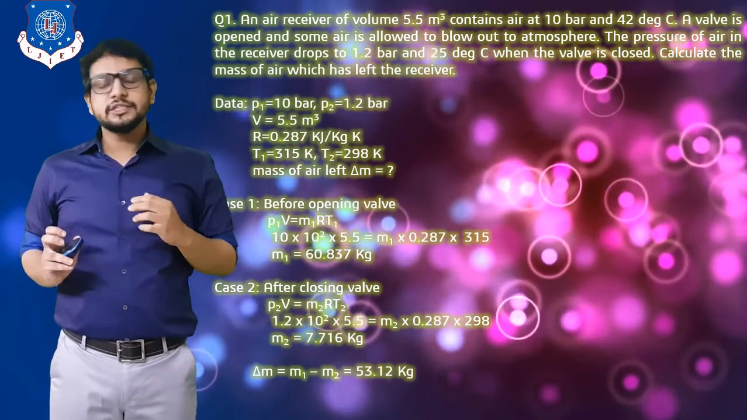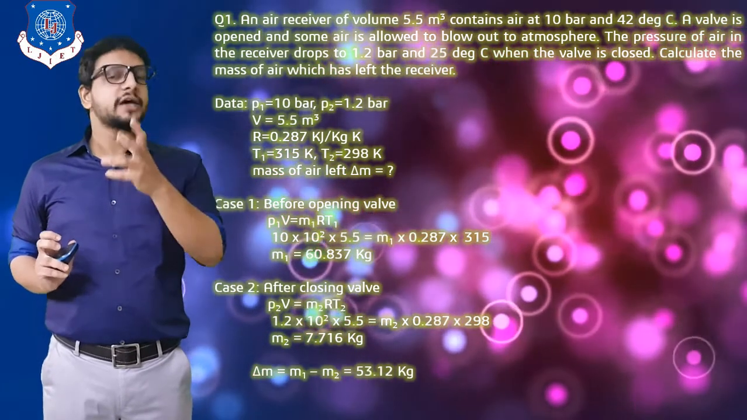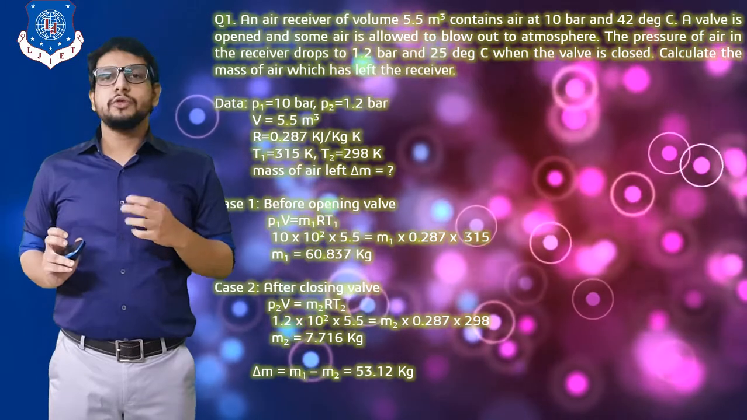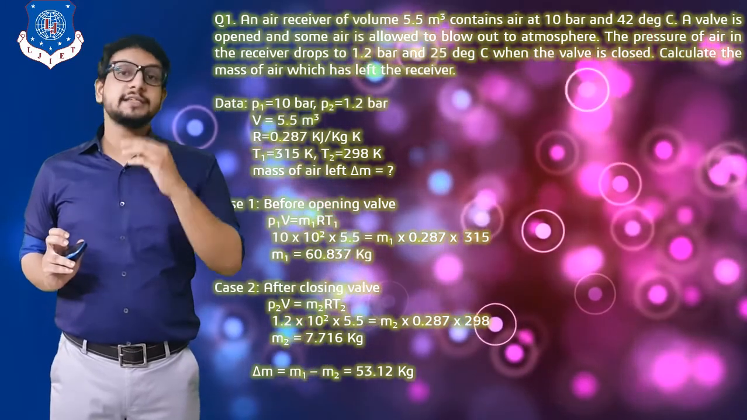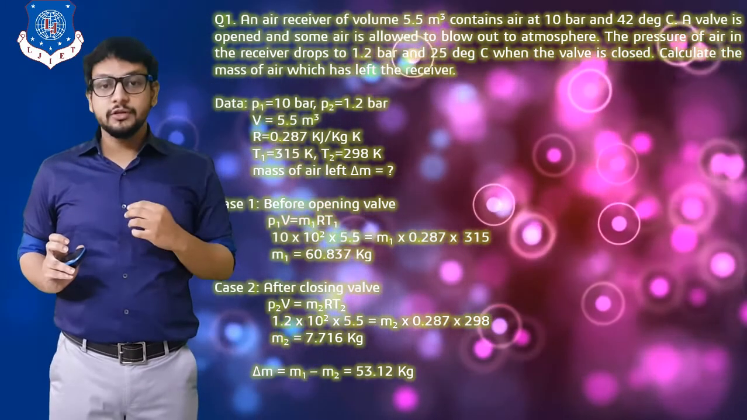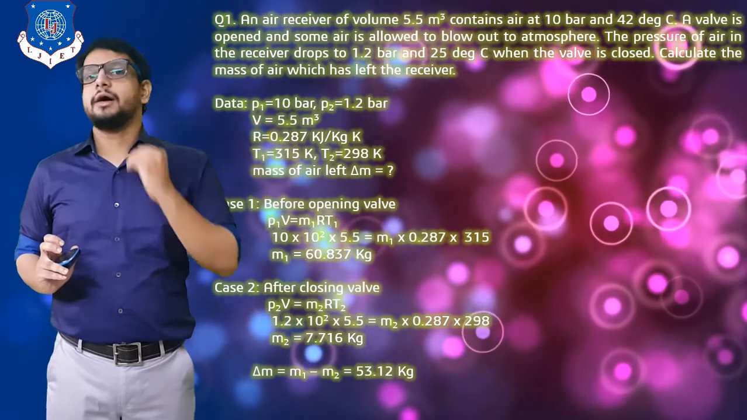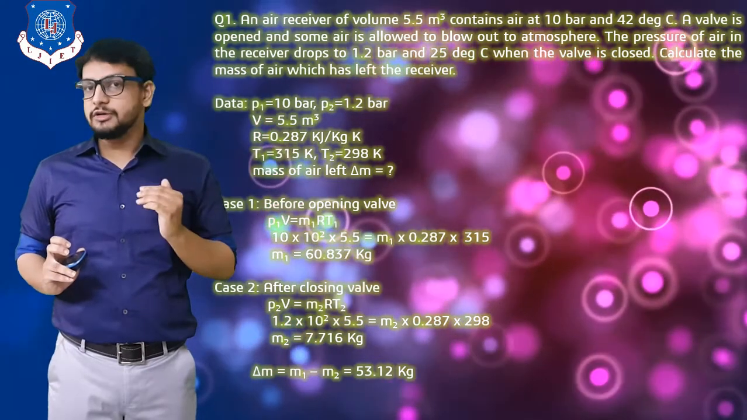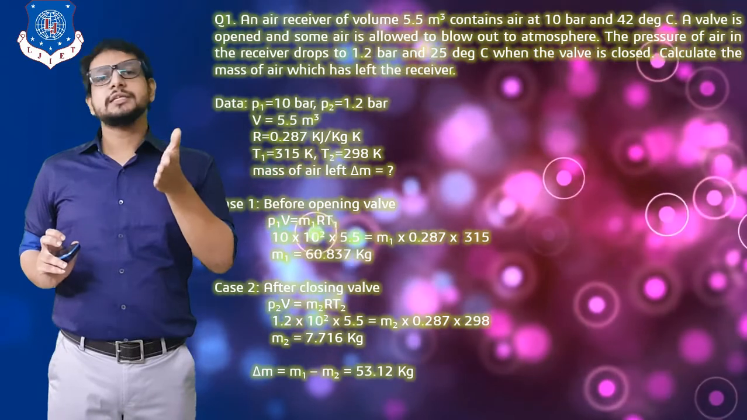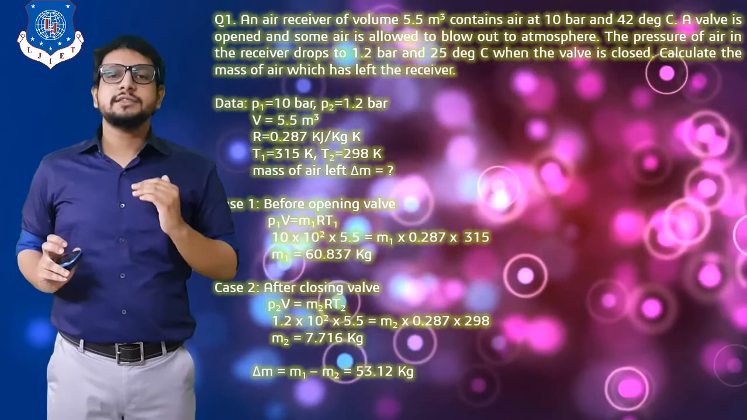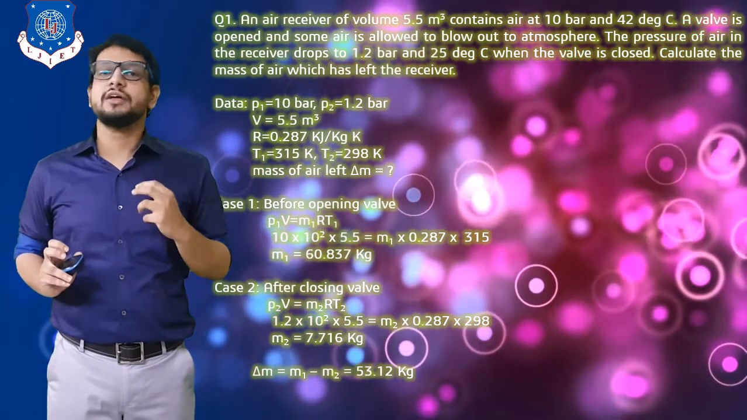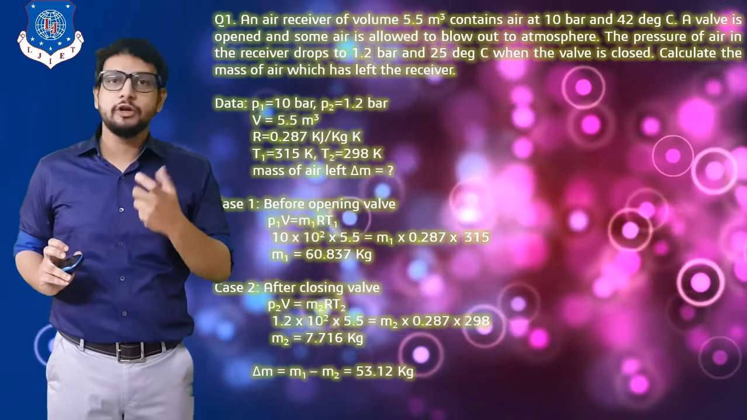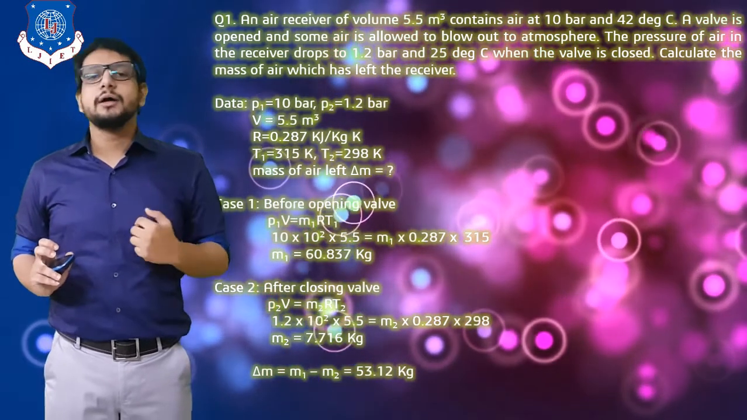Now it is an application, as we know that we need to find out the mass of a gas. So it is an application of the characteristic gas equation that we have already seen, that is PV is equal to mRT. So in case 1, the equation will become P1V is equal to M1RT1, since the volume is going to remain the same in both cases, as the volume of the air receiver is going to remain fixed, that is 5.5 meter cube.